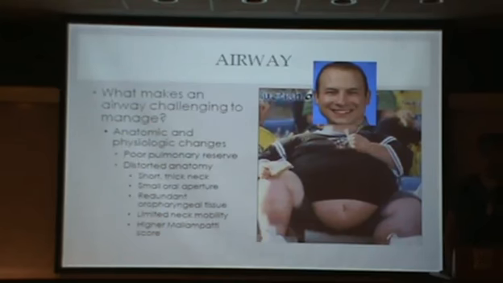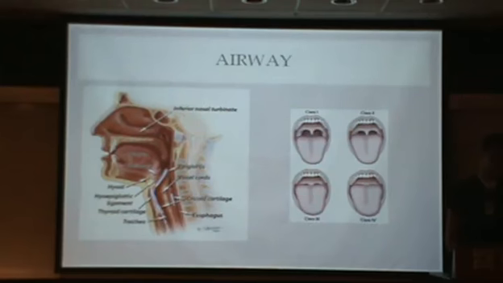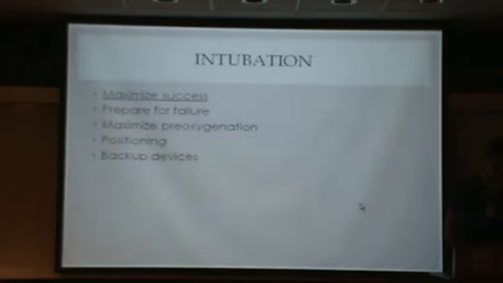And so you can see from the picture he's got very distorted anatomy. They have a short, thick neck, small mouth, a lot of redundant oropharyngeal tissue, although he does have a big mouth, and limited neck mobility. All these factors make it a lot harder to intubate, and a higher Mallampati score. Essentially, this is the Mallampati classification here. Class 4 is an indicator of a harder intubation.